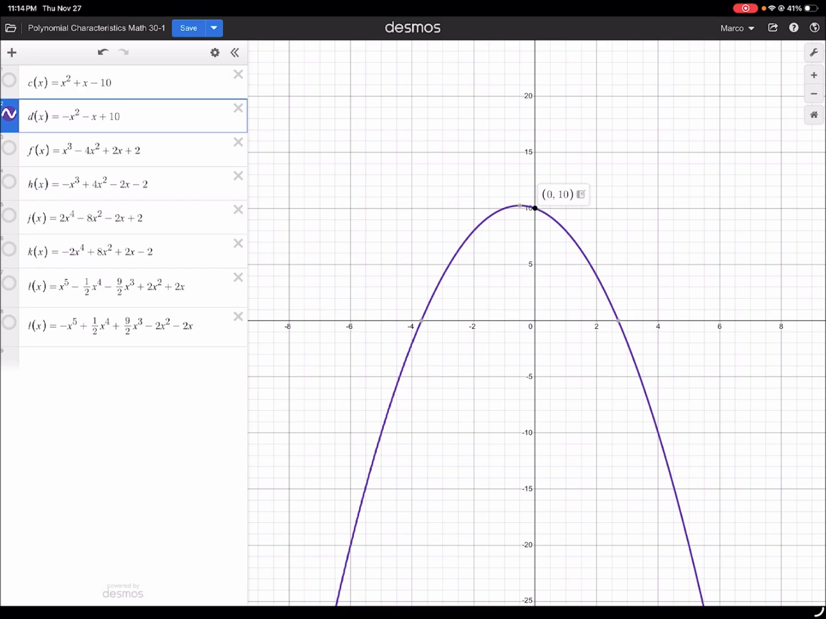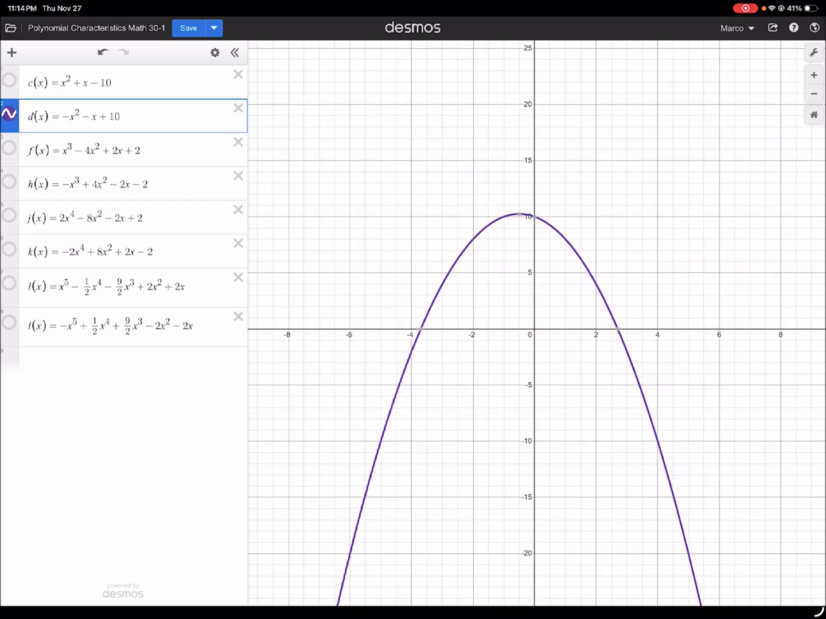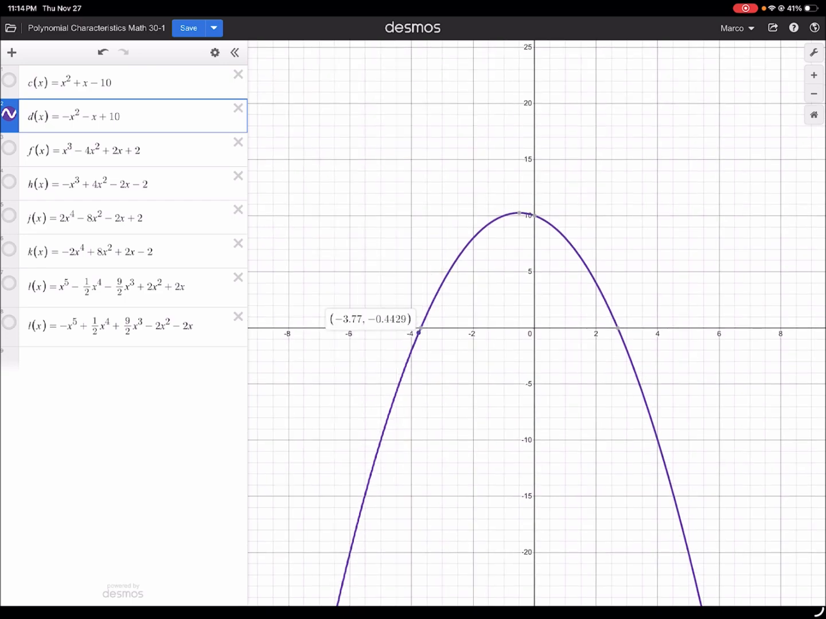The end behavior of this particular graph here. Well, as x approaches negative infinity, you can see our values of y are approaching negative infinity. They're going down, down, down to negative infinity. And as x approaches positive infinity, you can see that our y values here are getting smaller.